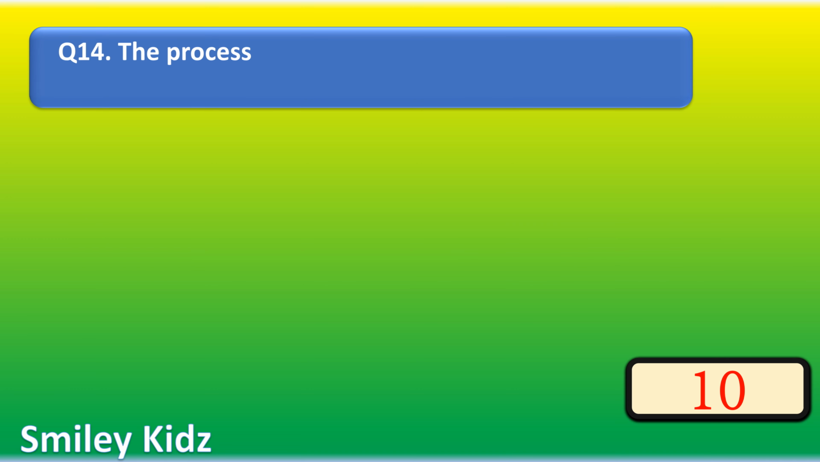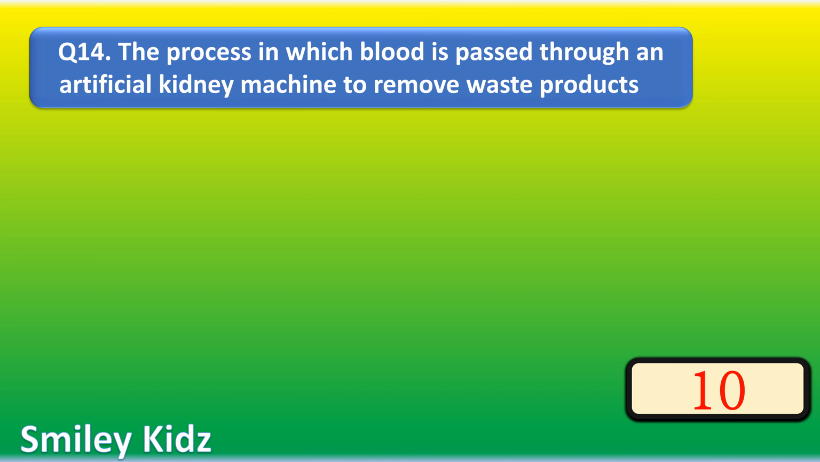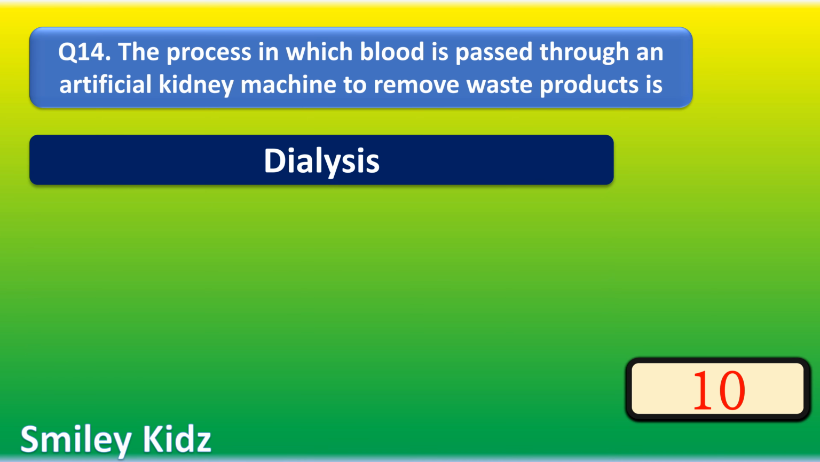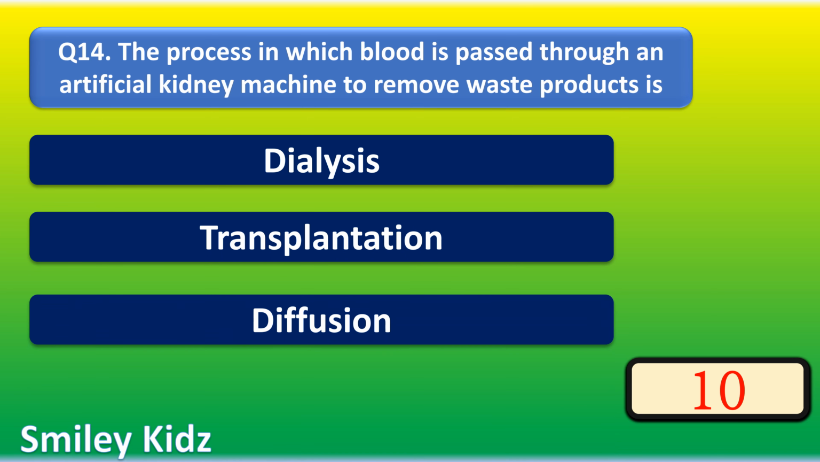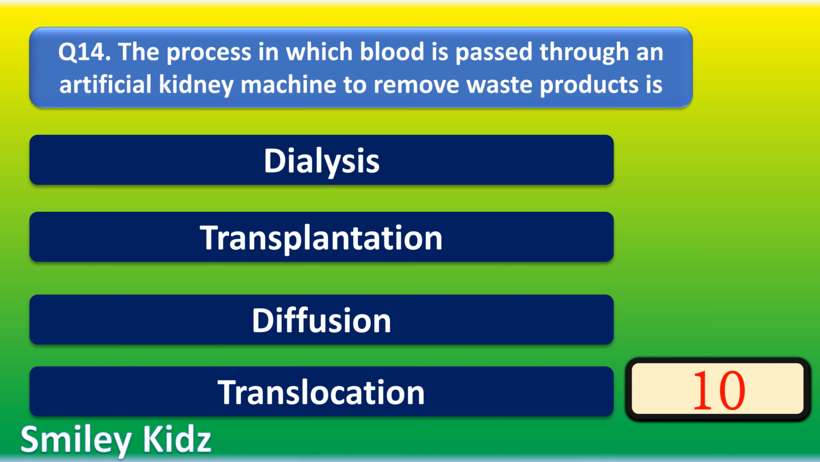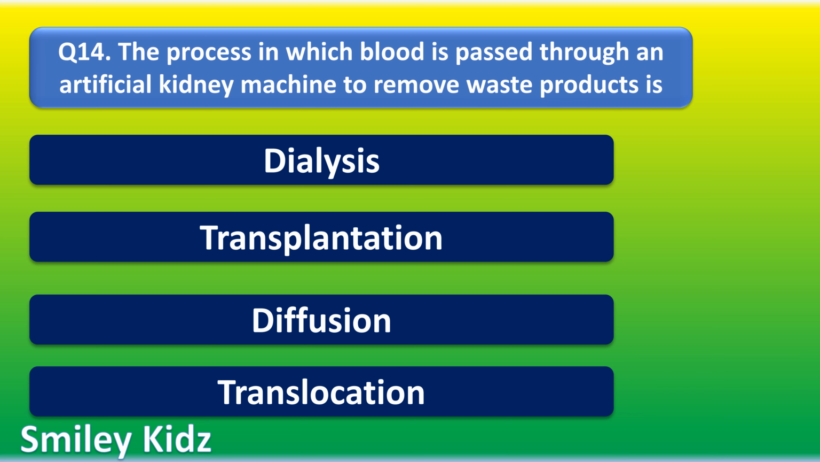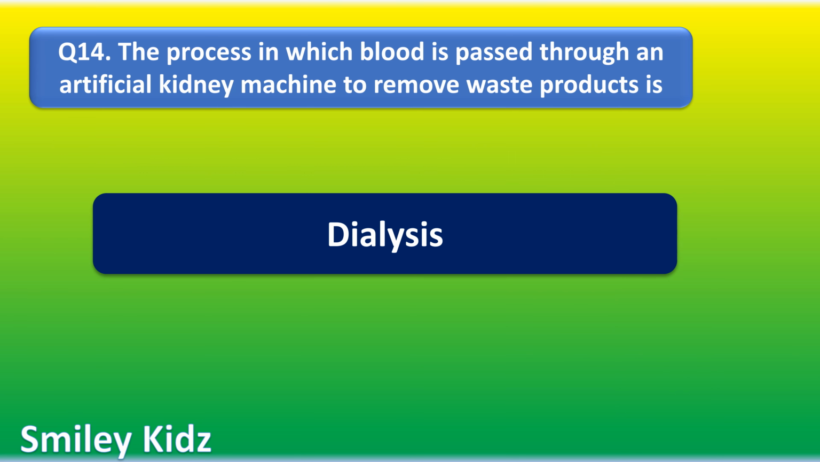Moving to question number 14. The process in which blood is passed through an artificial kidney machine to remove waste products is option A dialysis, option B transplantation, option C diffusion and option D translocation. Your time starts now. Your time is up. And the right answer is dialysis. The process in which blood is passed through an artificial kidney machine to remove waste products is dialysis.